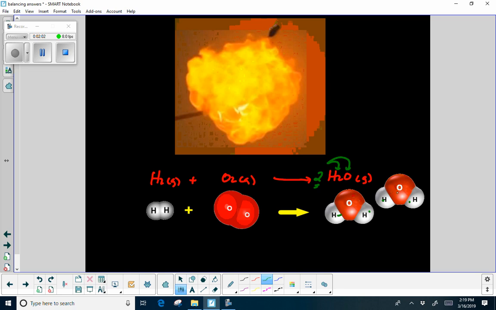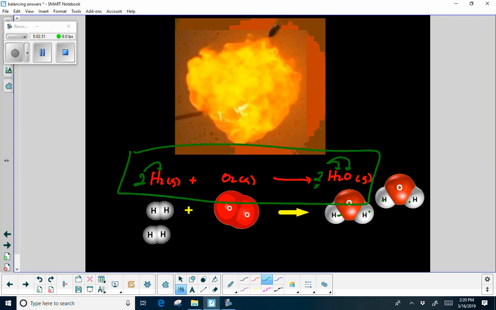So it looks like the oxygens are okay. I got 2 and 2. The problem is I've got 4 hydrogens here and we have 2 here. So I have to adjust that, so I can add an extra hydrogen molecule here. And now I'm going to put a coefficient in front. So this means 2 hydrogen molecules. So I got a total of 2 times 2, or 4 hydrogens, 4 hydrogens after, and we're all done. So we call this a balanced chemical equation.